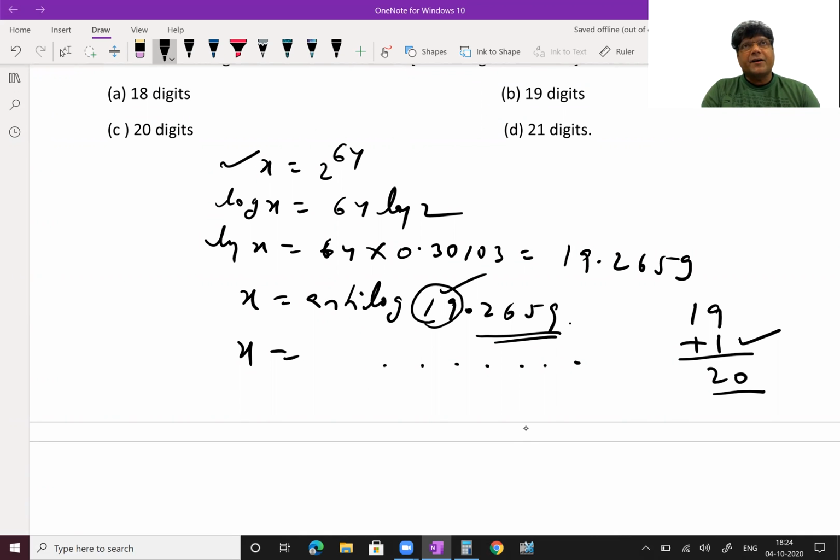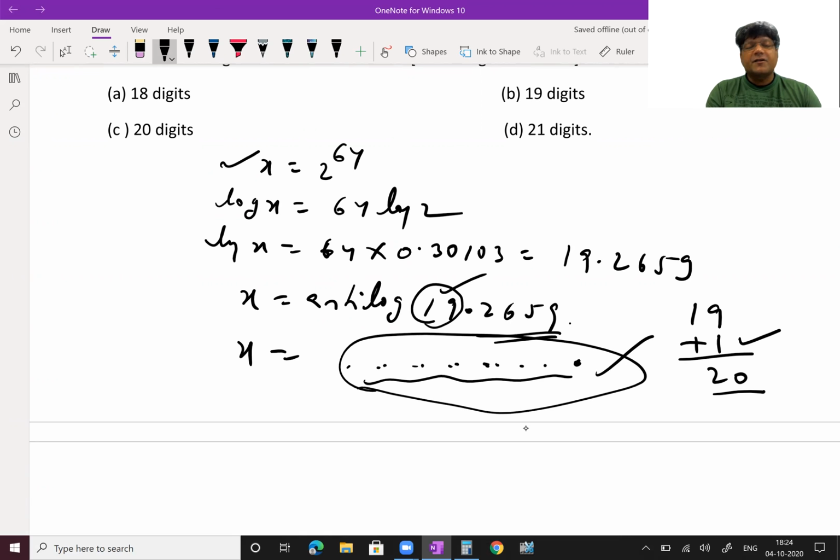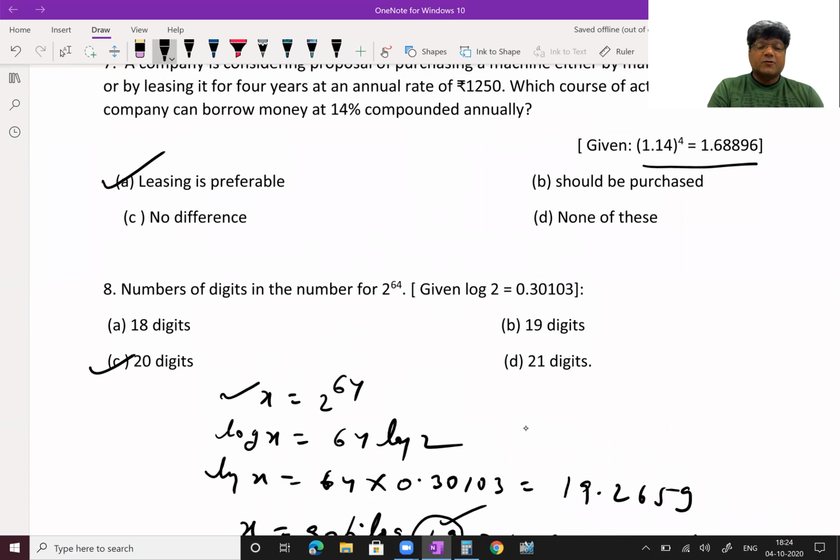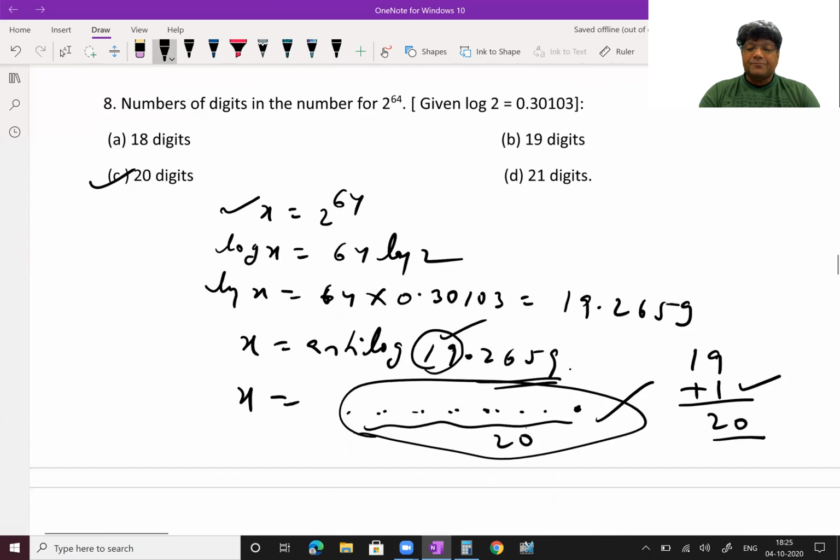How much is coming? 20. That means after 20 digits, the decimal is to be placed. After 20 digits, the decimal is to be placed, which means how many digits will be there? 20 digits. Because after 20 digits you will place a decimal, then some number will come. So this number will be of how many digits? 20. So your answer is 20 digits. The question asked the number of digits in the number.